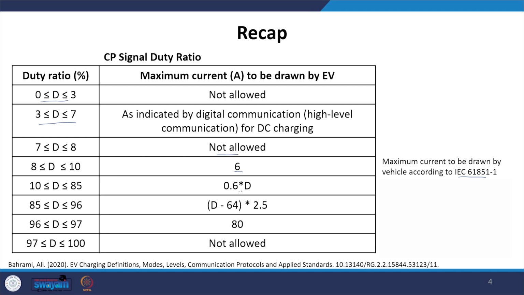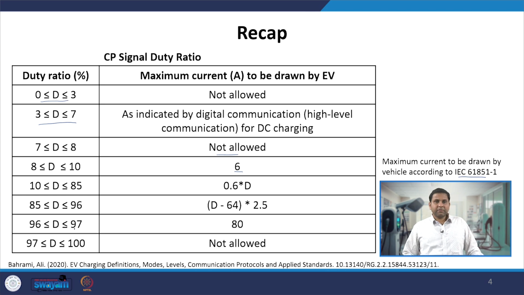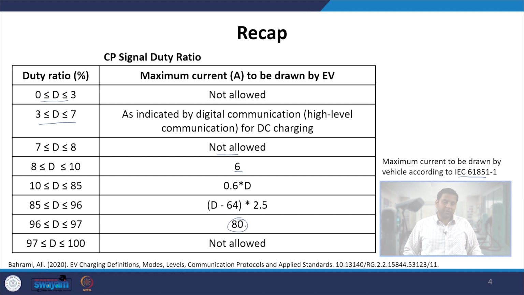Then between 10 to 85% it is 0.6 times duty ratio. Between 85 to 96 it is (D minus 64) into 2.5. Between 96 to 97% duty ratio it is 80 ampere, and between 97 to 100 it is not allowed. So the maximum current which can be drawn by the vehicle as per the IEC 61851 is 80 ampere, whenever the duty ratio of the PWM is between 96 and 97%, and only the EVSE controller can change the duty ratio of the PWM.